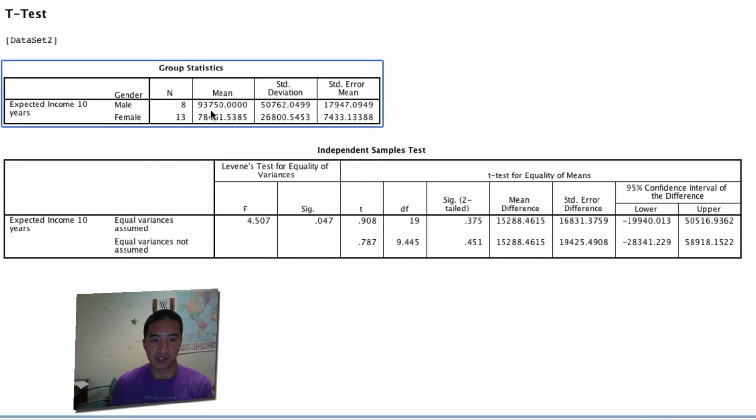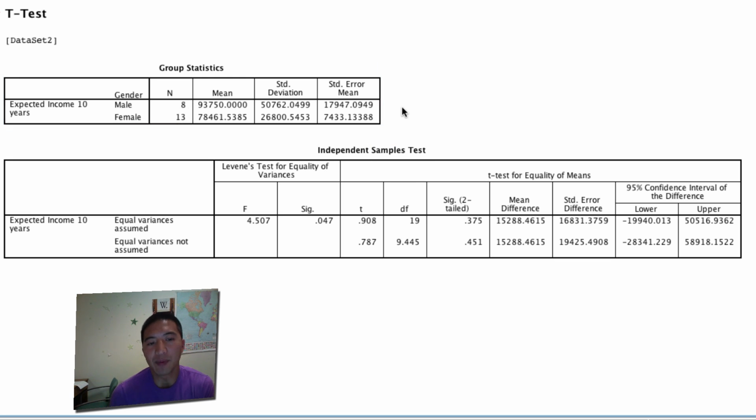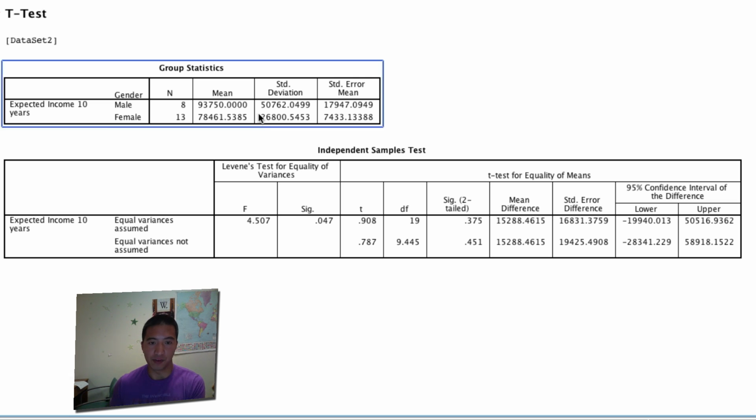And then it'll give you some group statistics. Here is the number N of men in this class who took this survey, 8, and women, 13. The mean for expected income in 10 years for men was $93,750, with a standard deviation of $50,000. For women, it was 78 with a standard deviation of 26,000. From looking at this alone, it seems like men have a higher average, but they're more greatly dispersed. That's why the standard deviation is higher, with 50 compared to 26.